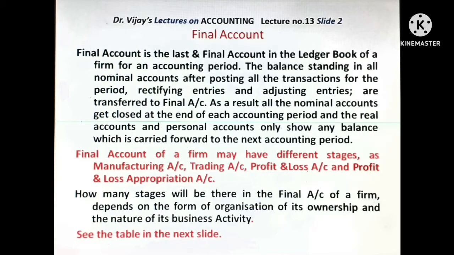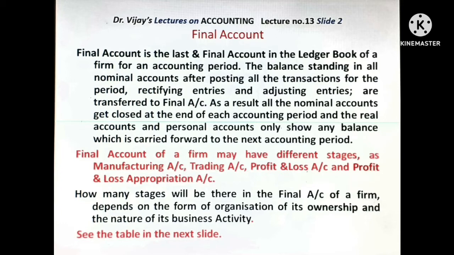Before going to the details of adjusting entries and closing entries, let us study something about final account. Final account is the last and final account in the ledger book of a firm for an accounting period. The balance standing in all the nominal accounts, after closing all the transactions for the period, the rectifying entries and adjusting entries are transferred to final account. As a result, all the nominal accounts get closed at the end of the accounting period.